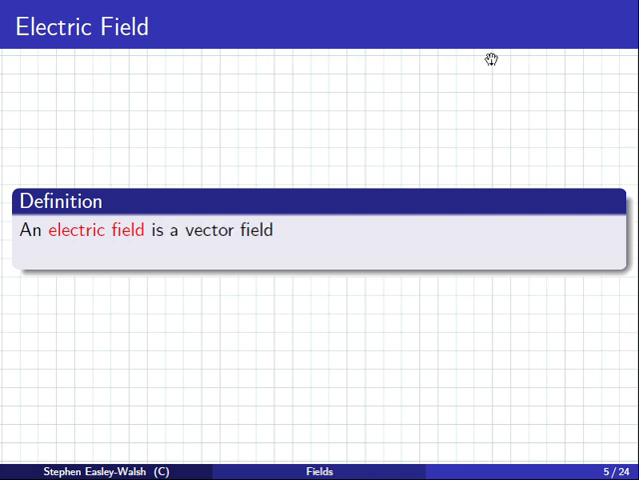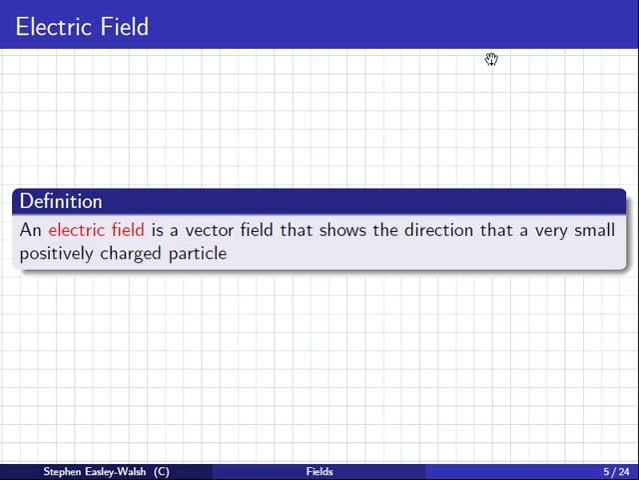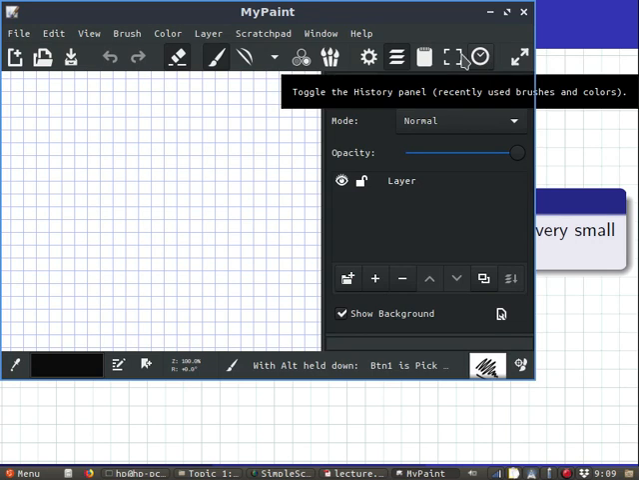So, an electric field. No, before you write it down, because there are some words I'll have to explain here, like a vector field. An electric field is a vector field that shows the direction that a very small positively charged particle will move when placed in the field. Now, before you write anything down, let me explain with an example.